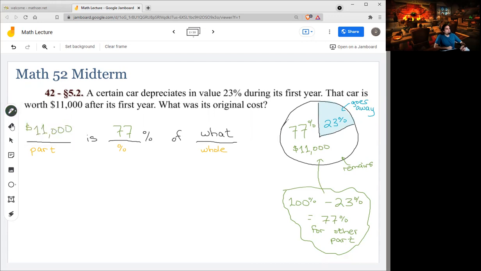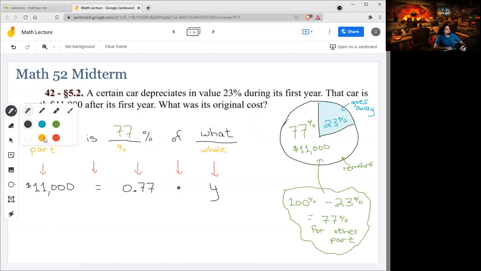You could do this with the translate way. You could do this with the proportion way. I'm going to translate it just because I've sort of used up a lot of space on my slide already, and it takes up less ink. So a number stays a number. Is becomes equals. Flip-flop gets 0.77. Of becomes multiply. What becomes our letter. And we're going to get y by itself. The opposite of times 0.77 is divided by 0.77.